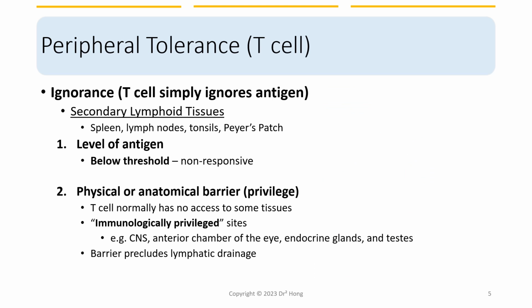In the periphery, some T cells are referred to as ignorant. They ignore the antigen even though they are specific to it, because the amount of antigen present is below the threshold for reaction and activation. Our bodies also have specific anatomical barriers to prevent T cells from accessing certain sites, such as the CNS, anterior chamber of the eye, endocrine glands, and testes. These physical barriers create so-called immunological privilege sites. These barriers also prevent lymphatic drainage.